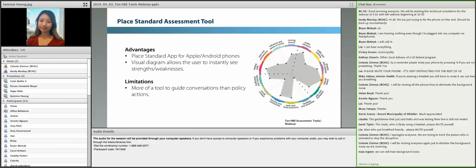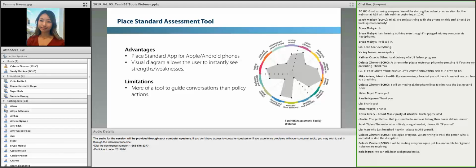So that was one of the advantages, that it makes it great for community engagement purposes. And to make that even stronger, there's a Place Standard app for Apple and Android phones that makes it really easy to access and utilize for everybody. And the visual diagram allows the user to instantly see the strengths and weaknesses of the place.